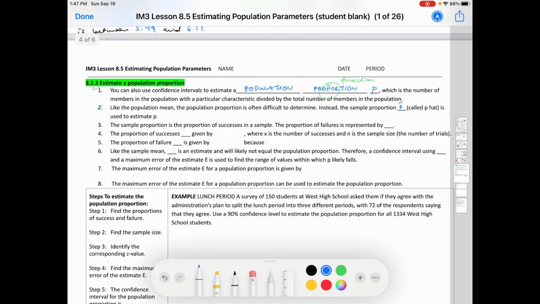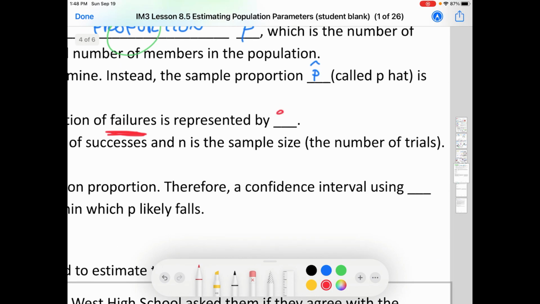So again, let's just say at Savannah or CVA, I can't get everybody. Maybe I just do Mr. Ng's class and interview them. That sample tells me about the population. A sample proportion is the proportion of successes in a sample. Success, underline that. P hat means success. The proportion of failures, underline it, is represented by Q hat, because Q has a hat.